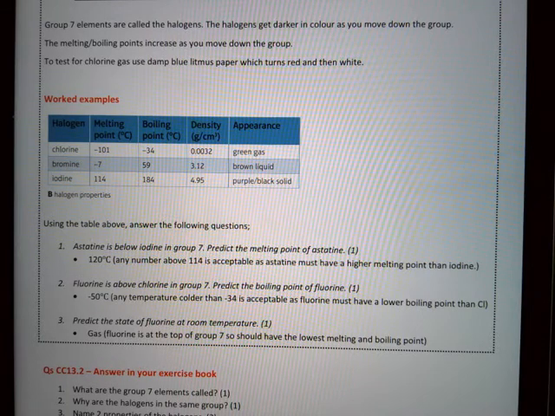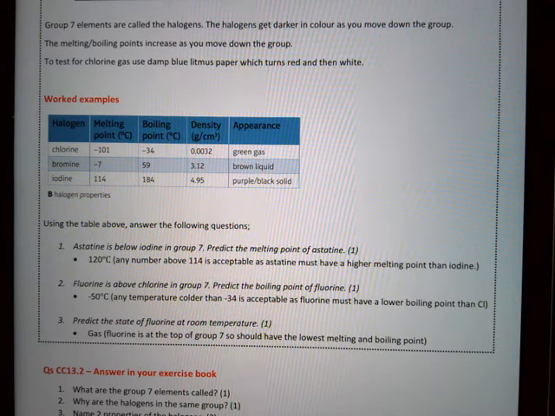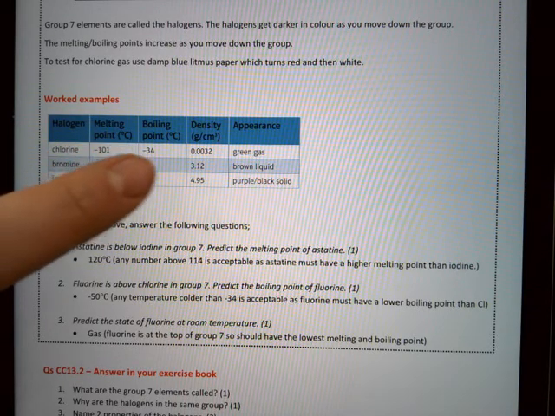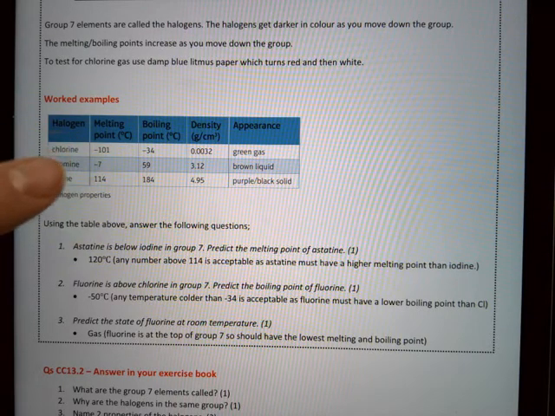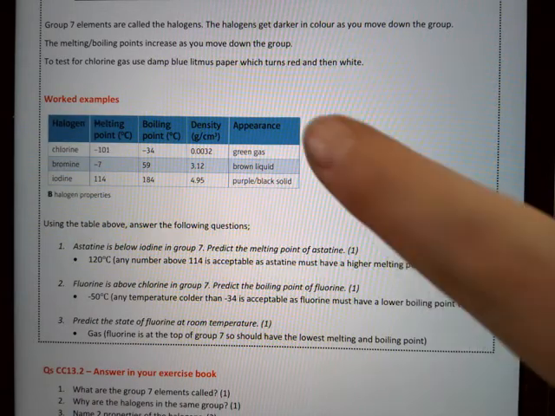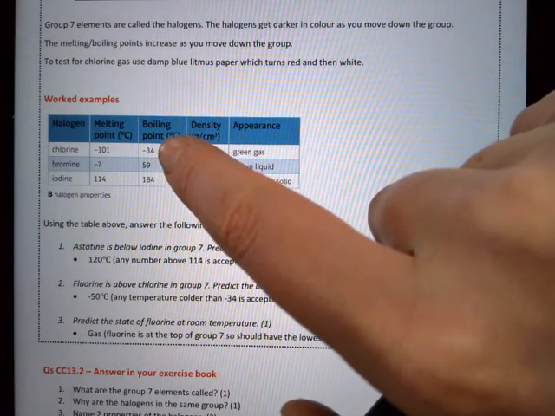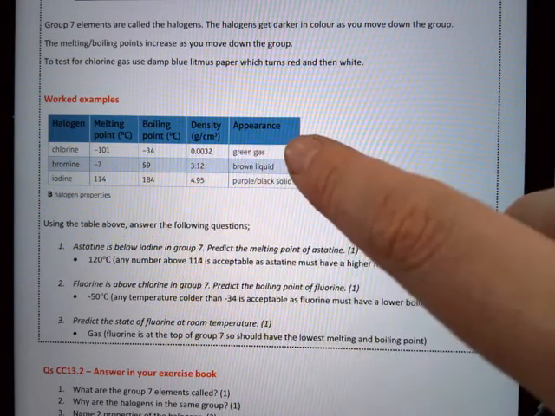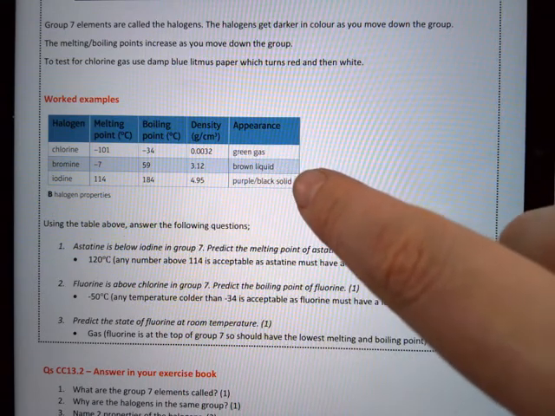In terms of what you need to know for group 7, I've highlighted this table here, which is the physical properties of the group 7 elements. Chlorine, bromine and iodine are the 3 that you need to know. You don't need to know these figures off by heart, but you do need to know the general trend. And the trend is that the melting and boiling points increase as you go down the group. Because they're increasing, I'm going from a gas to a liquid to a solid.